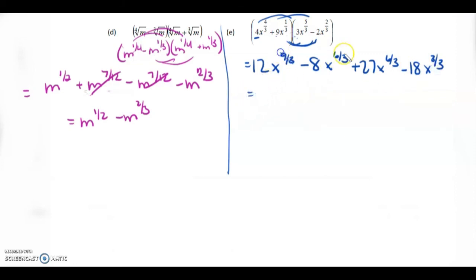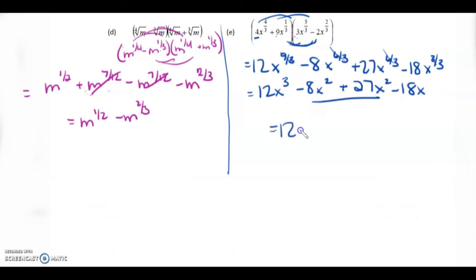Okay, so all of these, I'm going to actually simplify the exponents. So we have 12x to the 3 minus 8x to the 2 plus 27x to the 2 minus 18x. Collect these like terms, 12x cubed plus 19x squared minus 18x.